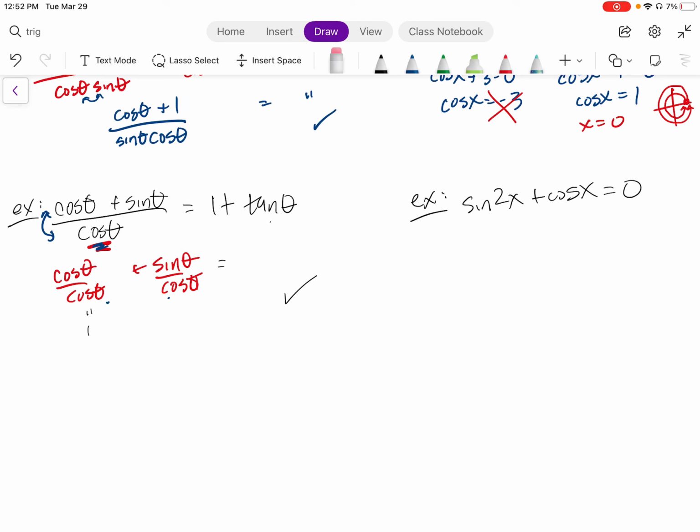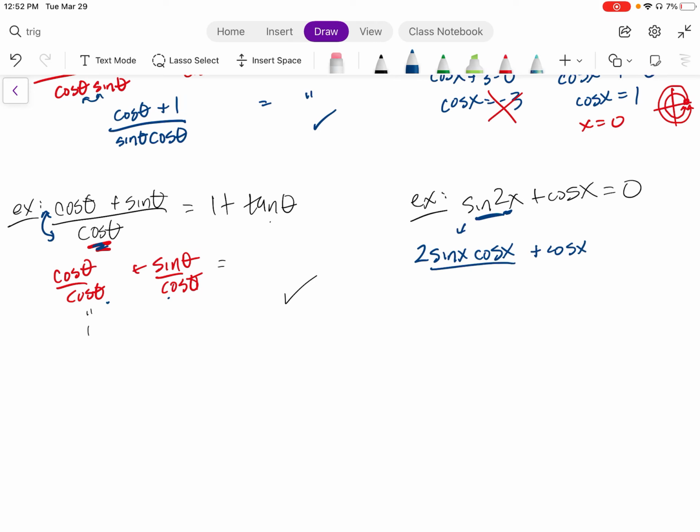All right. The next one, sine 2x. You can't factor anything because we have a sine and a cosine. And in fact, we have a double angle, and that yields that formula that I'm asking you to memorize. That is equivalent to 2 sine x cosine x.